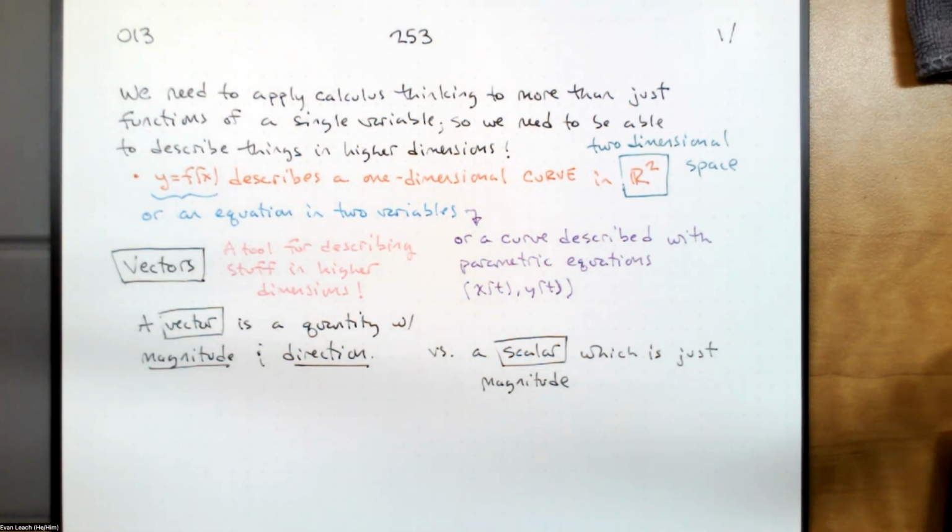A lot of students are scalars because they have no direction yet. Figure out what you're going to do, you become a vector.